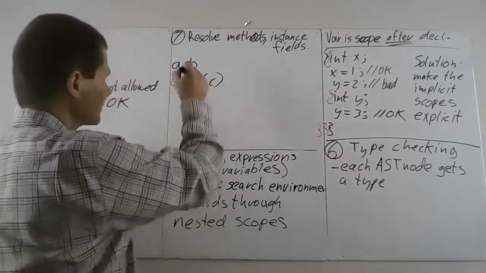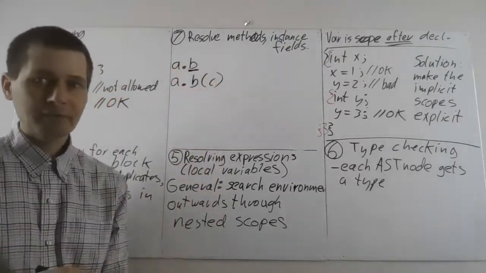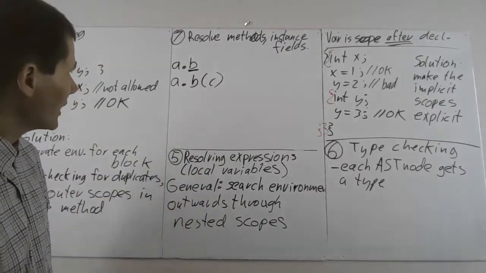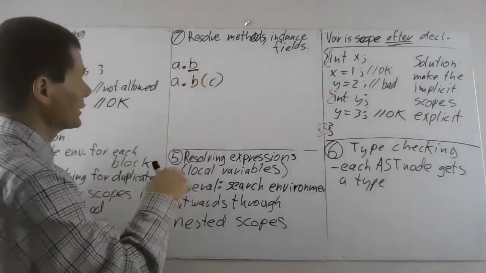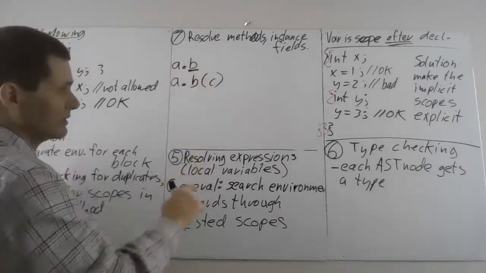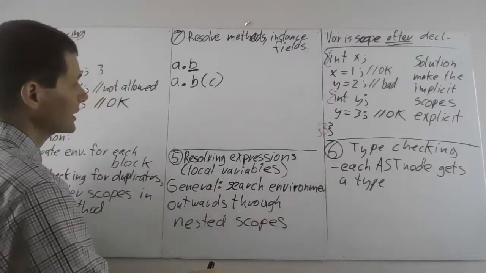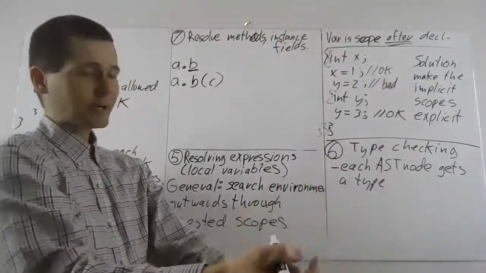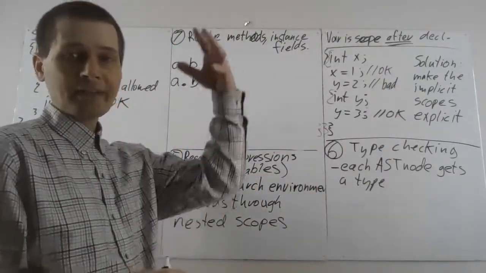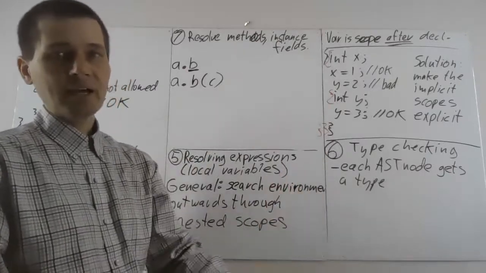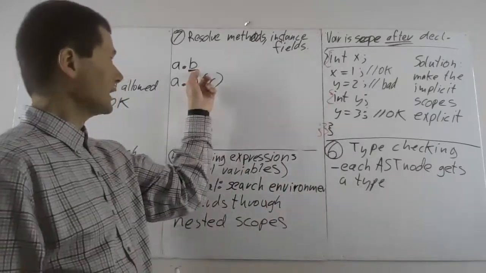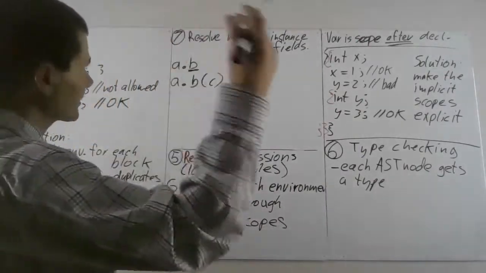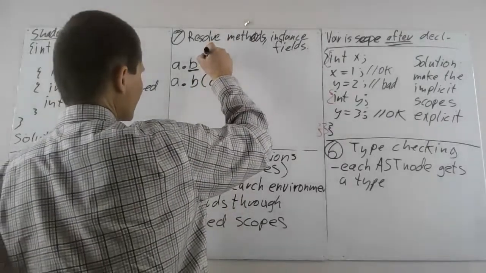and I'm trying to figure out what b means, right? I'm trying to link the name b to its meaning. Well, to figure out what b means, I need to look at the type of a. So this is why I need type checking first. So type checking is going to say, well, a refers to some variable somewhere, or maybe some field somewhere, and that variable or field has a type, and b is now a field in the contained set of that type.